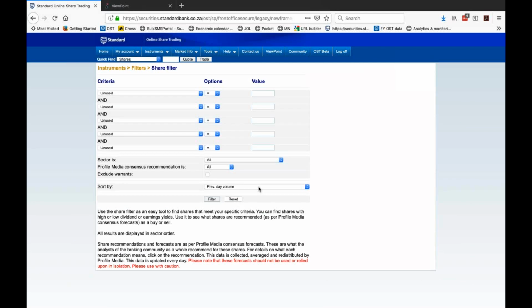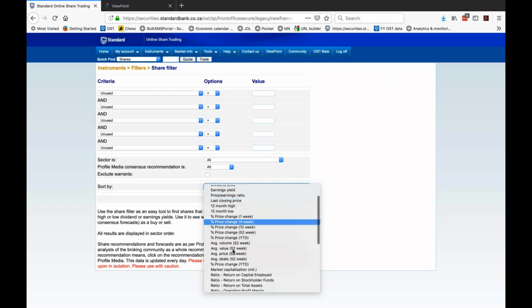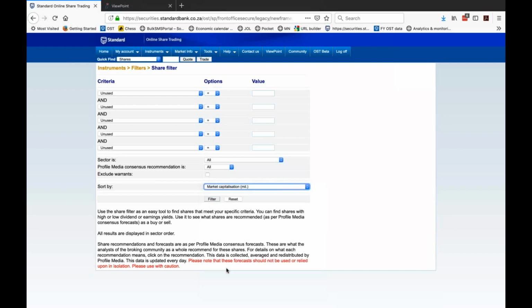The first thing is, how are you going to want to be sorting your resultant search? Typically, I'm looking at market capitalization. Usually that's what I'm going to be wanting, so I'll put there market cap. It'll show me then small to large. Do you want to exclude warrants? Yeah, I want to exclude.